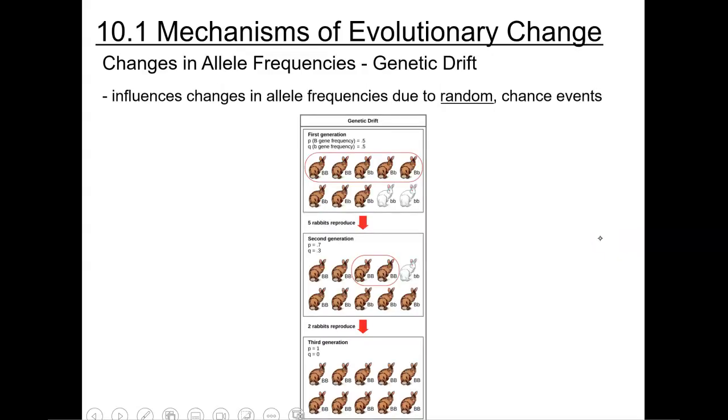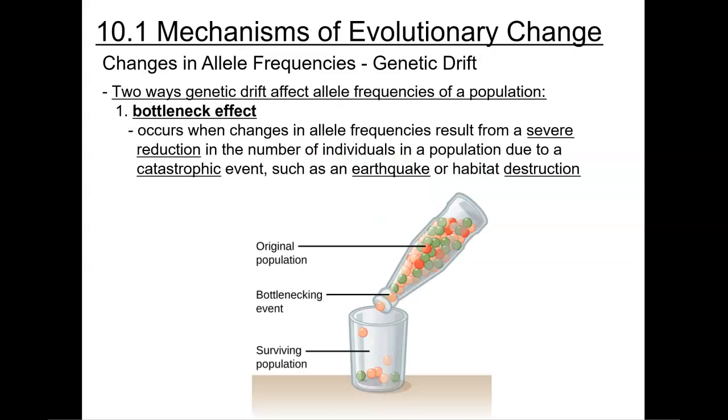Genetic drift is where allele frequencies change due to random chance events. Here you can see we had a random chance event and the allele frequency changed from darker rabbits with some light rabbits to more darker rabbits, to the third generation being all darker rabbits.